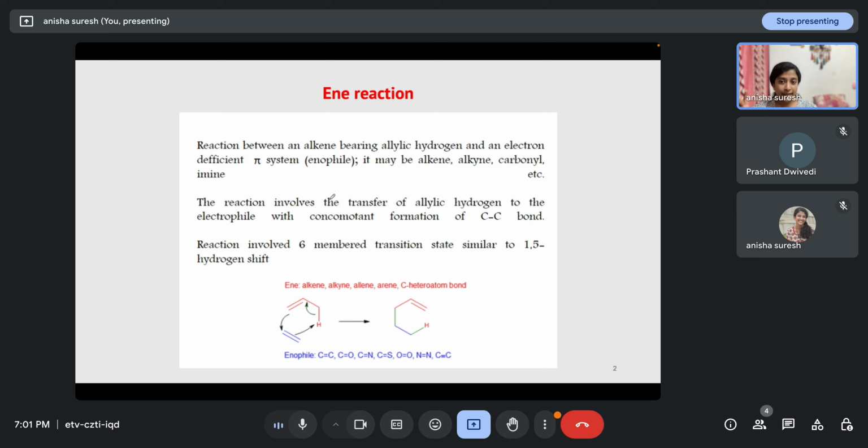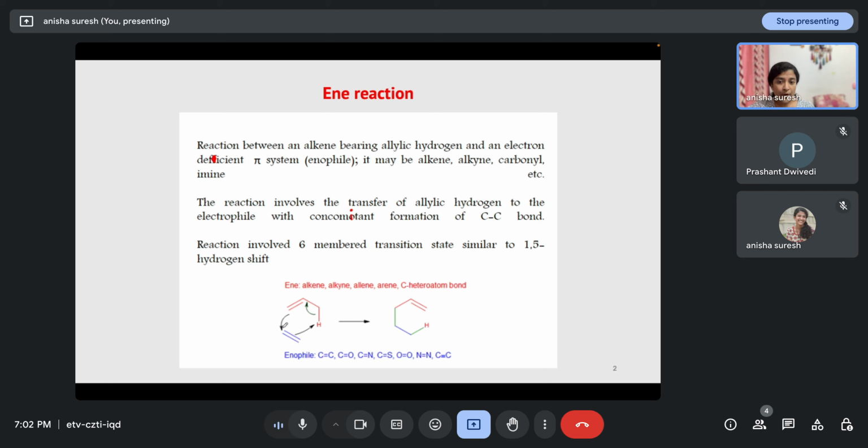Here the reaction involves a transfer of allylic hydrogen to the electrophile with concomitant formation of the C-C bond. Some spelling mistake is there that I will correct. Electron deficient pi system, and concomitant formation of the C-C bond. The reaction involves a six-membered transition state, similar to the 1,5 hydrogen shift. So this is how the ene reaction takes place.